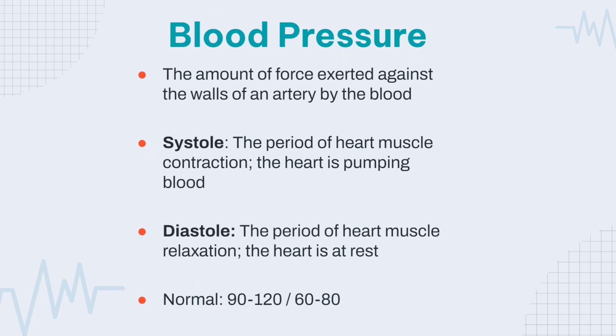Blood pressure is the amount of force exerted against the walls of an artery by the blood. Systole is the period of heart muscle contraction. That's when the heart is pumping blood. Diastole is the period of heart muscle relaxation. The heart is at rest. Normal blood pressure, systolic range is 90 to 120. Diastolic range is 60 to 80.